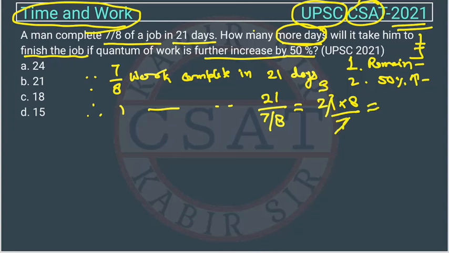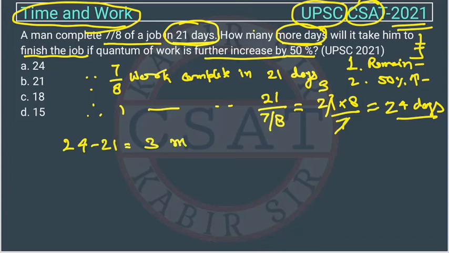7 3s are 21, then 8 into 3 is equal to 24. So the work will get completed in 24 days, but he has completed only 21 days. So 3 more days, 24 minus 21. So 3 more days it will take him to complete the work, right?